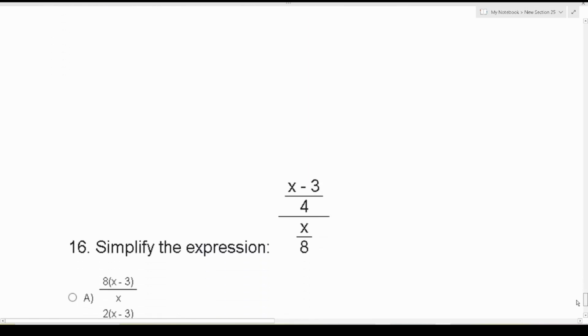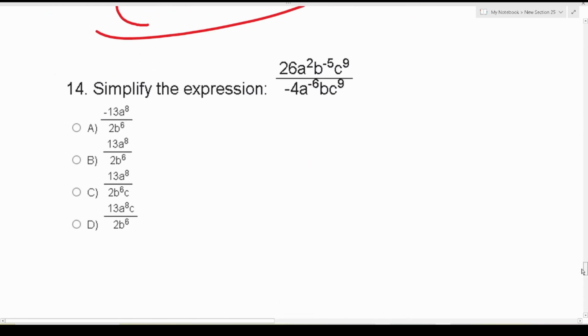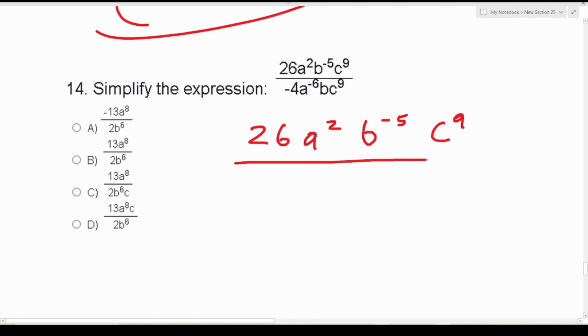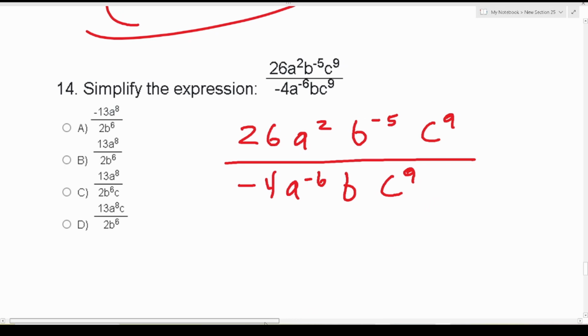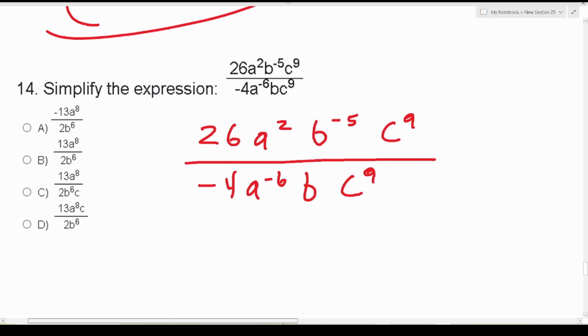How many of these do we have left? We have 3 left. All right, so number 14 says simplify the expression. And I'm going to copy it down. We have 26a squared b to the negative 5 c to the 9th all over negative 4a to the negative 6 b and c to the 9th. Okay? So there's a lot going on in this one.